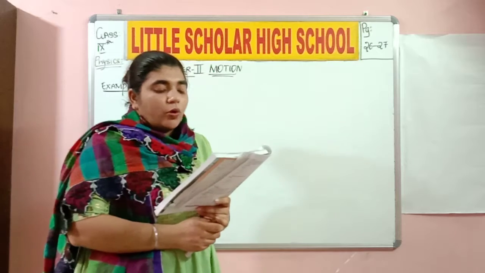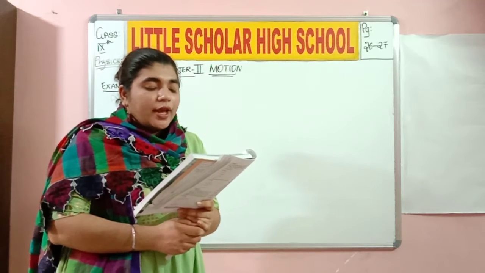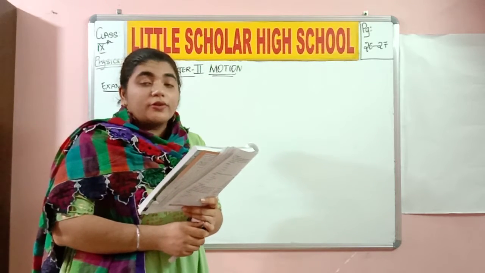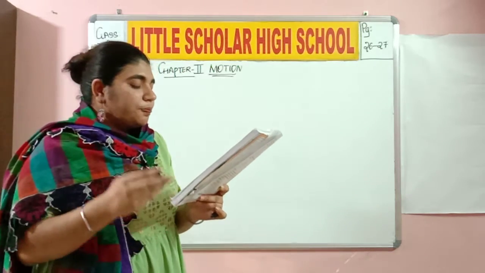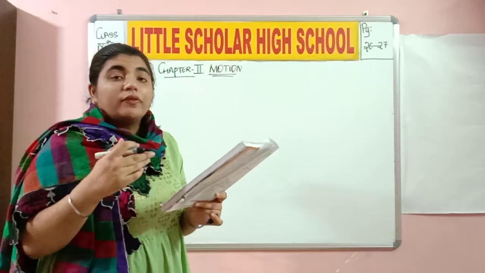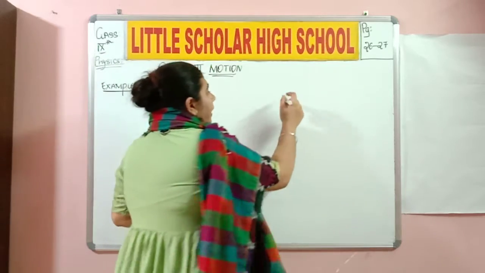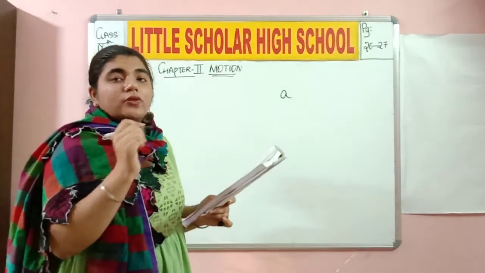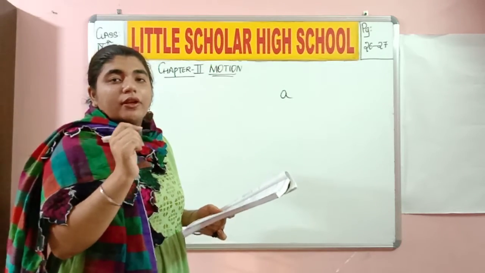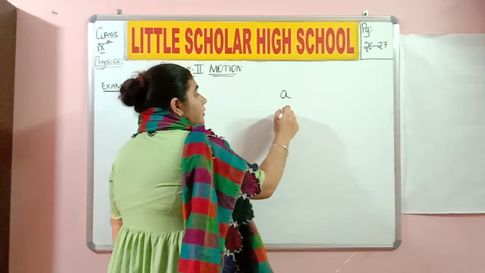What is the speed of the body moving with uniform acceleration at the midpoint of two points on a straight line, where the speeds are u and v respectively? So the body is moving with uniform acceleration. How do you write acceleration? As a. At the midpoint of two points on a straight line, this means it is covering a distance. How do you write distance? As s.